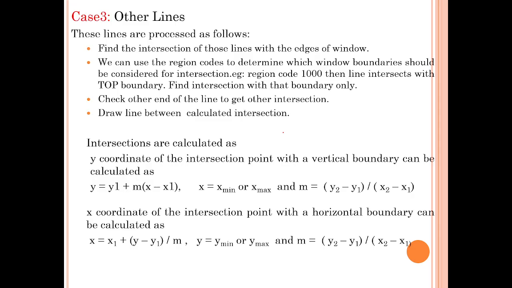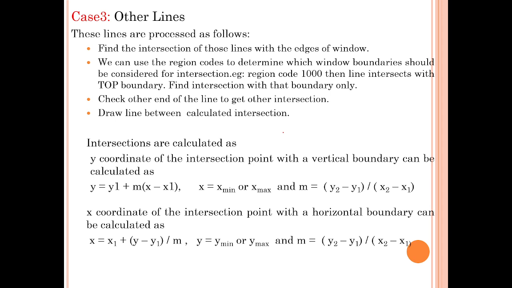See, these lines are processed as follows. Find the intersection of those lines with the edges of the window. We can use the region code to determine which window boundaries should be considered for intersection. That is, if the region code is 10000, then the line intersects with the top boundary. So now find the intersection with that boundary only. Then check the other end of the line to get other intersections. Based upon the intersection points, we can identify which is inside and which is outside, based upon the boundaries also. So draw the lines between the calculated intersections.